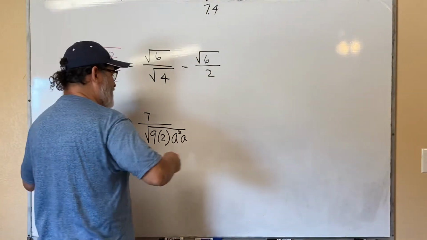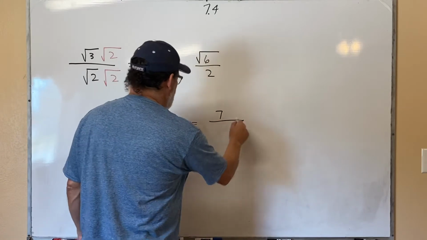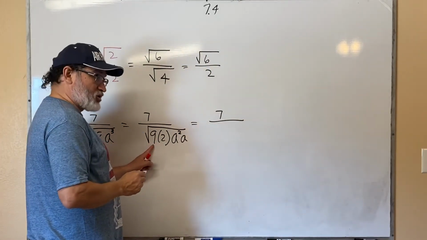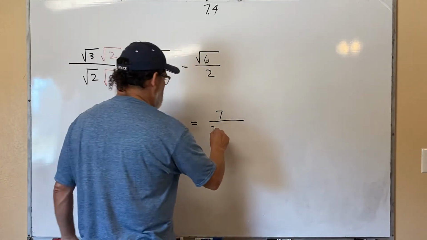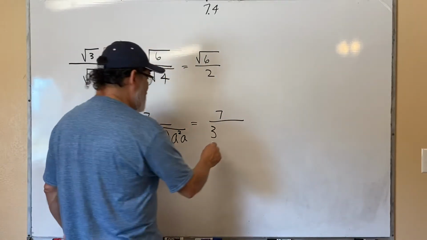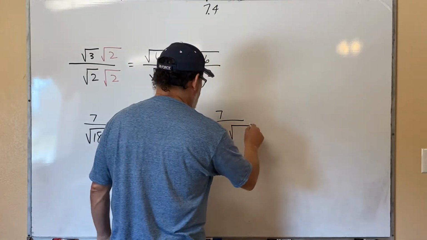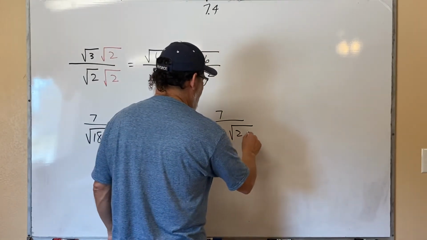Now I'm gonna take care of this. This becomes 7. The square root of 9 is 3. The square root of a squared is a. And a 2 remains inside. And an a.